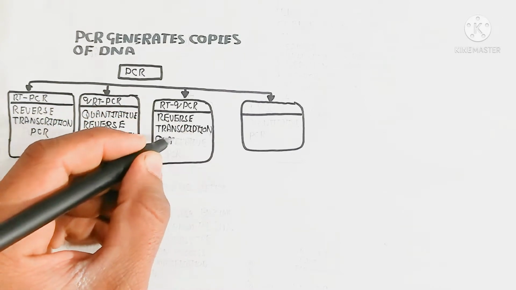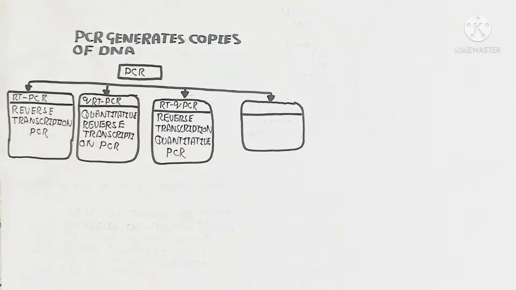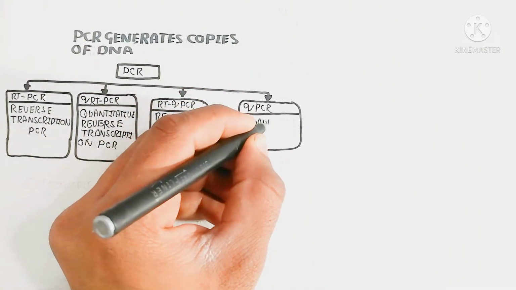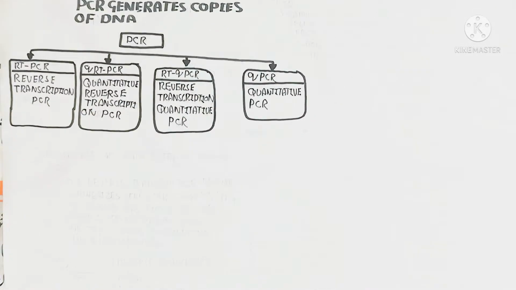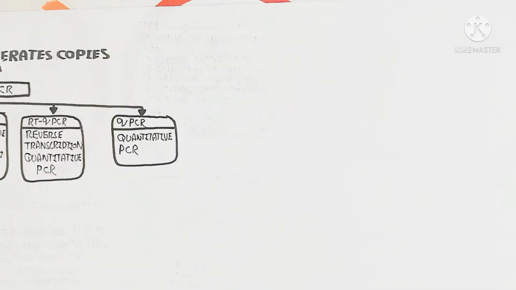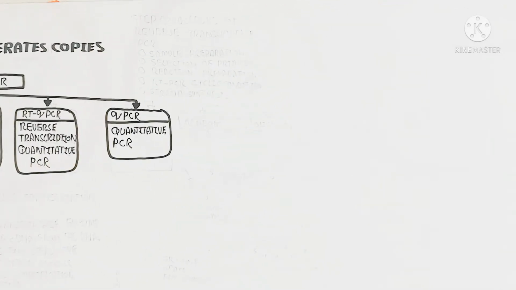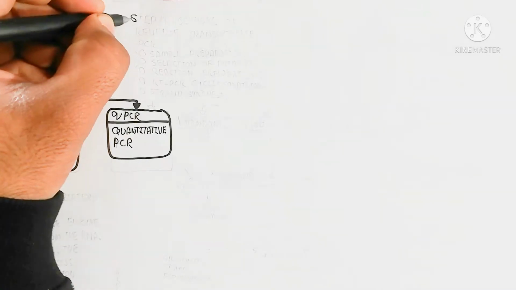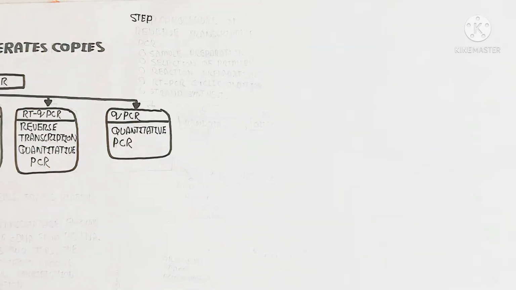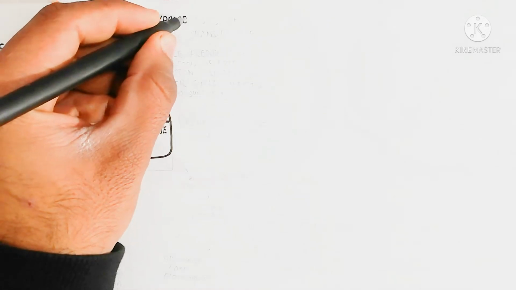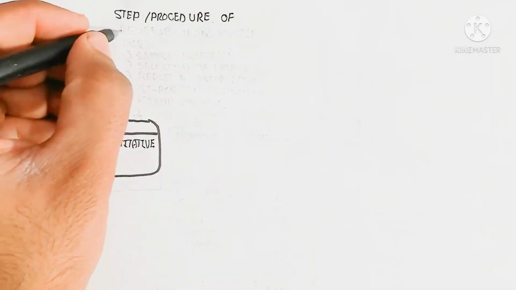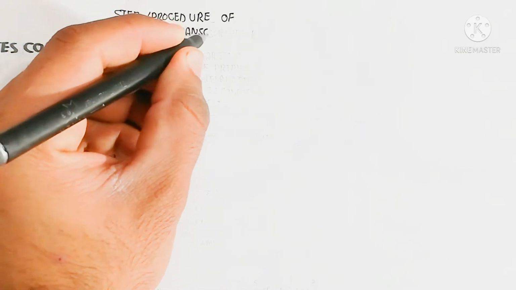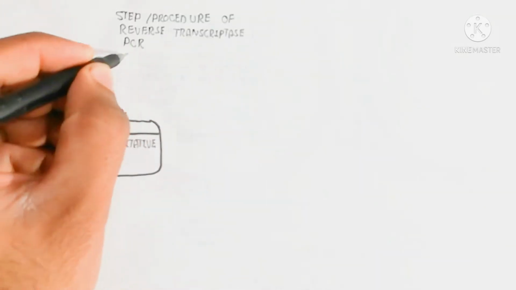So here is quantitative reverse transcriptase PCR, which is quantitative, showing the quantity. There is also reverse transcriptase quantitative PCR, and the other is quantitative PCR. Let's begin to understand the steps and procedure of reverse transcriptase PCR. The important thing is that showing the quantity of DNA amplification is known as quantitative. Qualitative means quality, but quantitative means quantity, the number of segments that will be amplified.